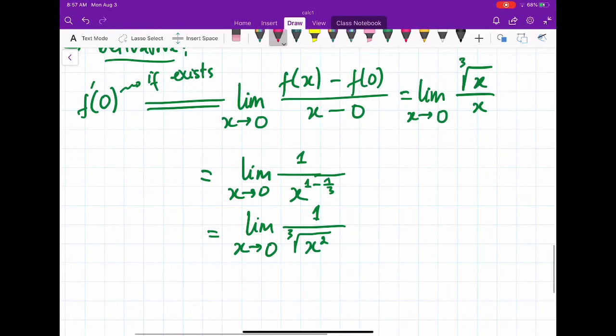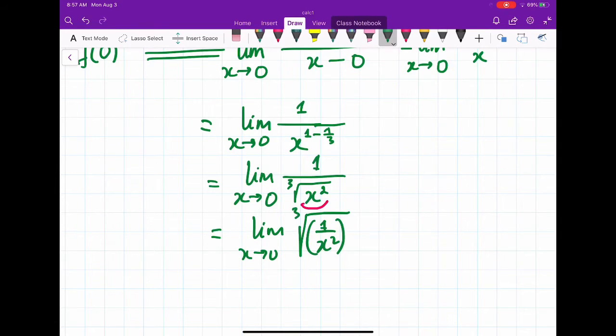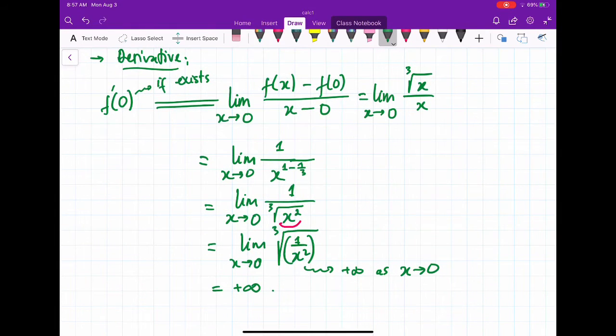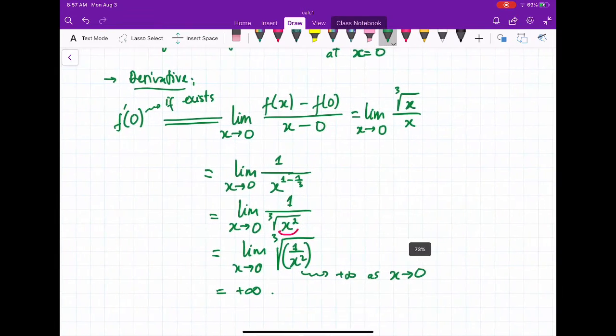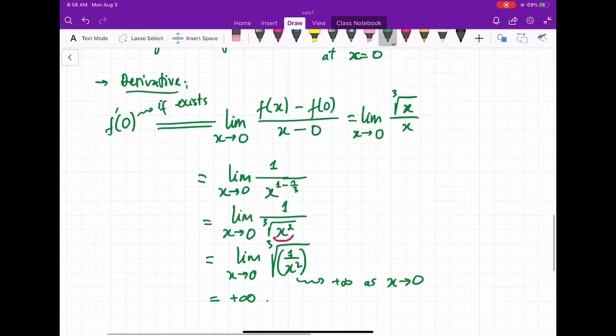Since you have x squared here, when x approaches 0 from the left or from the right, 1 over x squared approaches positive infinity. So when you apply the cube root, the limit is also infinity. Let me write it down: as x approaches 0, cube root of 1 over x squared. Since this approaches positive infinity, the limit is still positive infinity. So if we are talking about differentiability from the point of view of the existence of the derivative, and we didn't say anything about the finiteness of that derivative, then the derivative exists at this point and equals infinity. In that case, the slope is infinity.